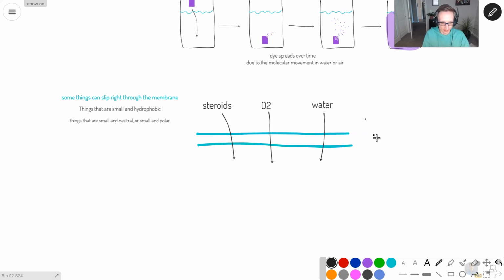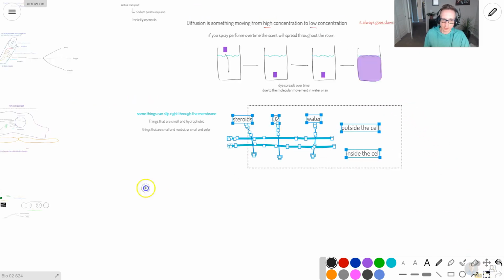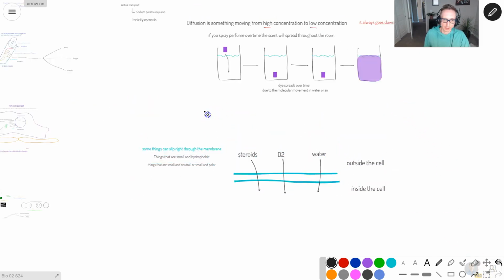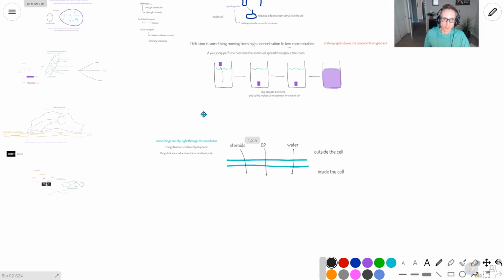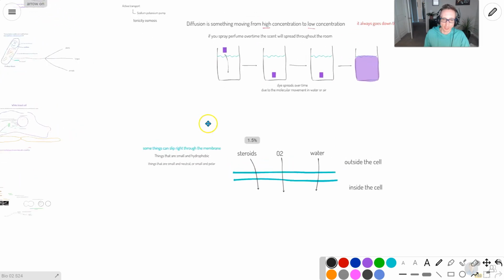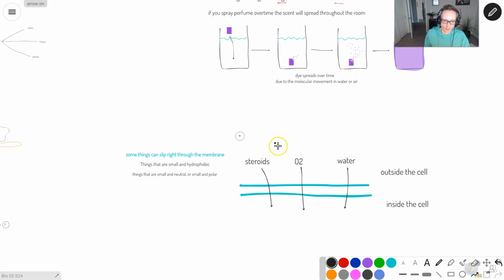So this would be that, and this will be the same for all these. This will be outside the cell, and this will be inside the cell. All right, so this process that I just described is just passive transport through the membrane, or passive diffusion. Passive diffusion through the membrane.